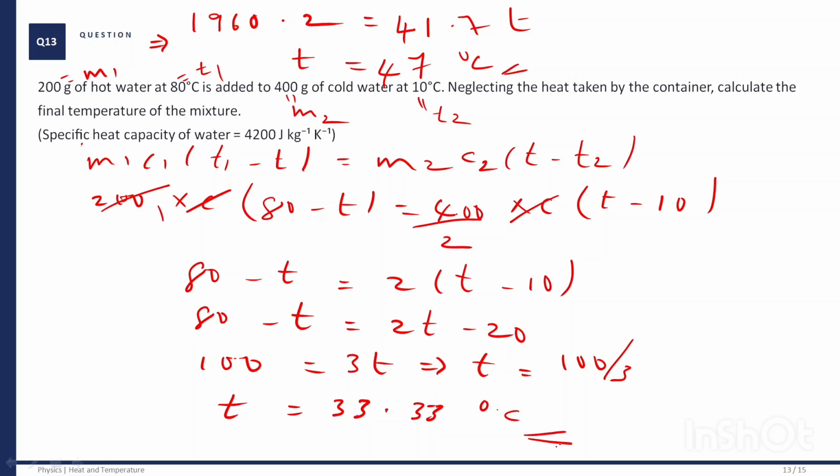Same formula, but nature is same here. So I have written C on both sides of the equation. The C will get cancelled. The remaining is easy to solve. Go with the next one.